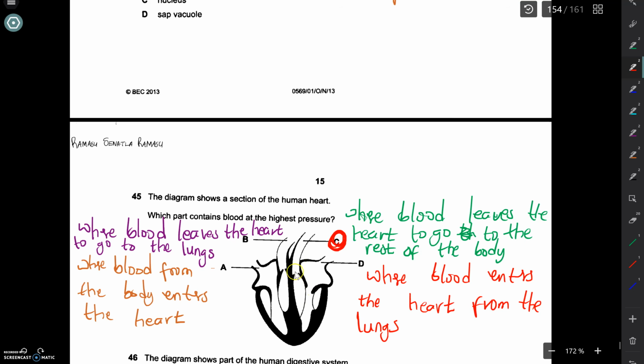But also just looking at the structure of the heart, you can see that this part has the thickest muscles, right? This part has the thickest muscles, so it pumps blood at the highest pressure, right?